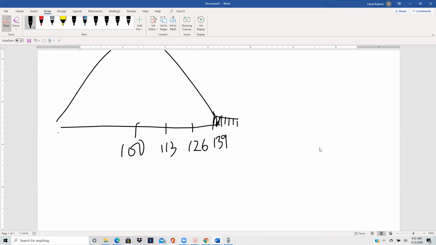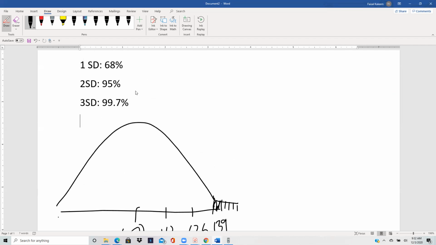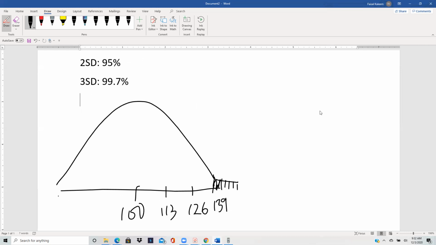Exactly. So in the way I taught you, you just have to remember these 3 numbers, the 68, the 95, and the 99.7. You just figure out which standard deviation it was. So they were asking 139, right? More than 139. So you would do 139 minus the mean. And then divide by the standard deviation.